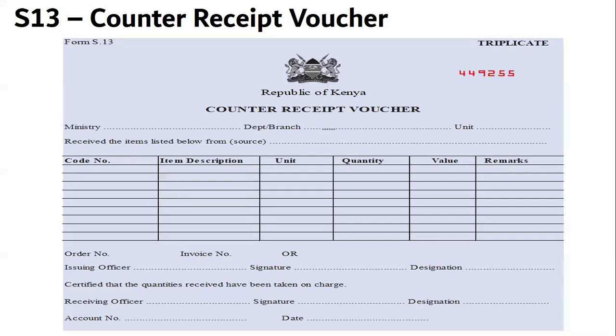Thanks, Doc. So for the S13, this is basically how it looks. You have to indicate the item you have received, the source, just fill it as it's been specified. So the item, the units, the quantity, the remarks, or the value. For value, it's easy to pick from the delivery note. Again, it has to be countersigned by the issuing officer and the receiving officer, for transparency and accountability.